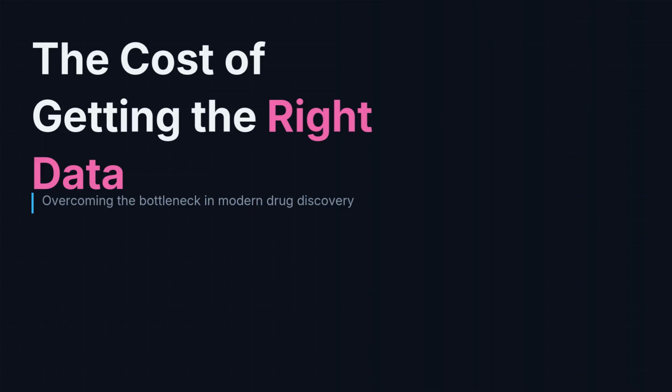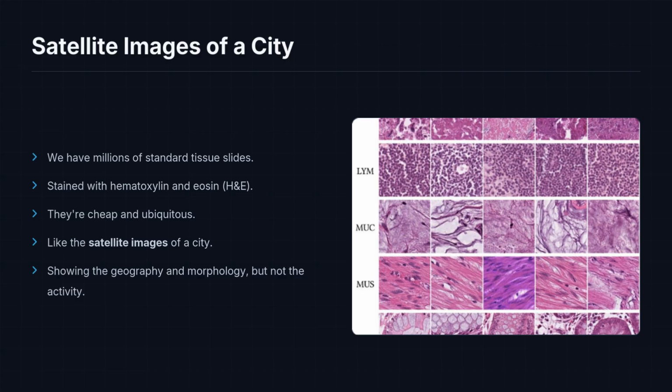It is. For decades, pathologists have had this fundamental dilemma. We have millions and millions of these standard tissue slides. The ones stained with hematoxylin and eosin, the H&E slides. Right. They're cheap. They're everywhere. And they're kind of like the satellite images of a city. They show you the geography, the physical shapes of the cells, the morphology. A perfect analogy. They cost, what, maybe $5 a slide? They're the bedrock of pathology.